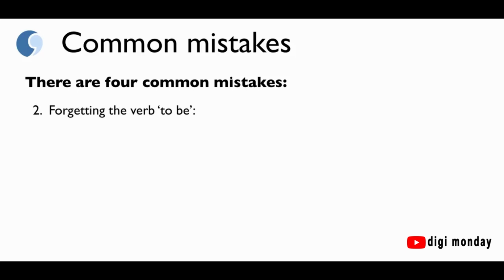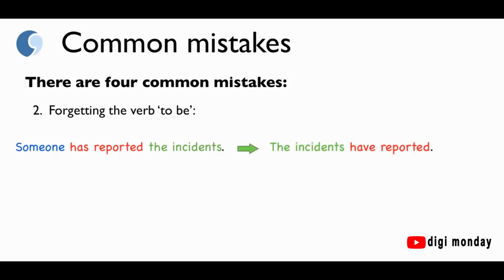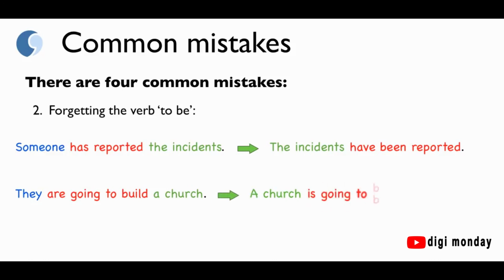The second common mistake is forgetting the verb to be. Someone has reported the incidents. The incidents have reported. Mistake. Be is missing. The incidents have been reported. They are going to build a church. A church is going to build. Mistake. Be is missing. A church is going to be built.